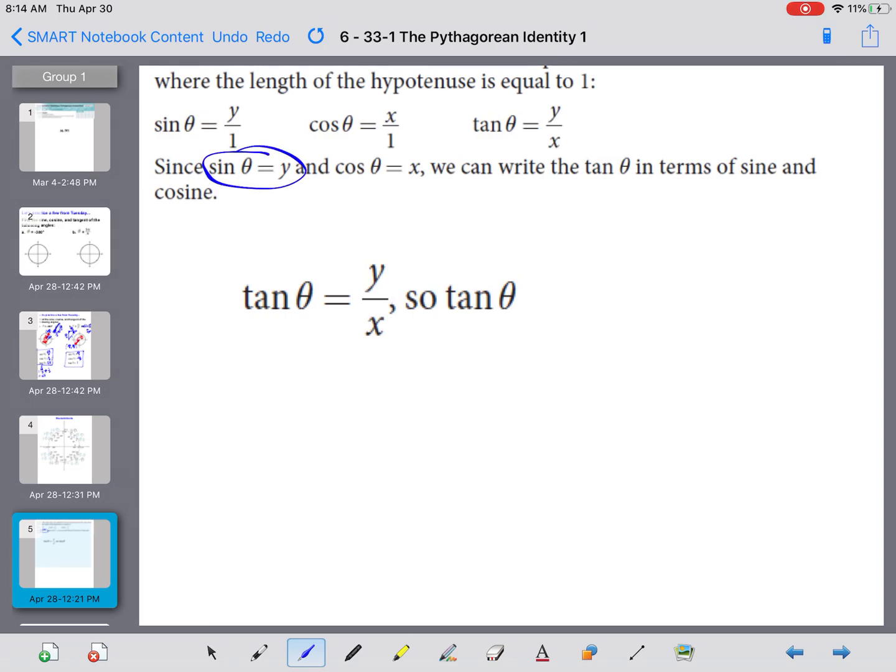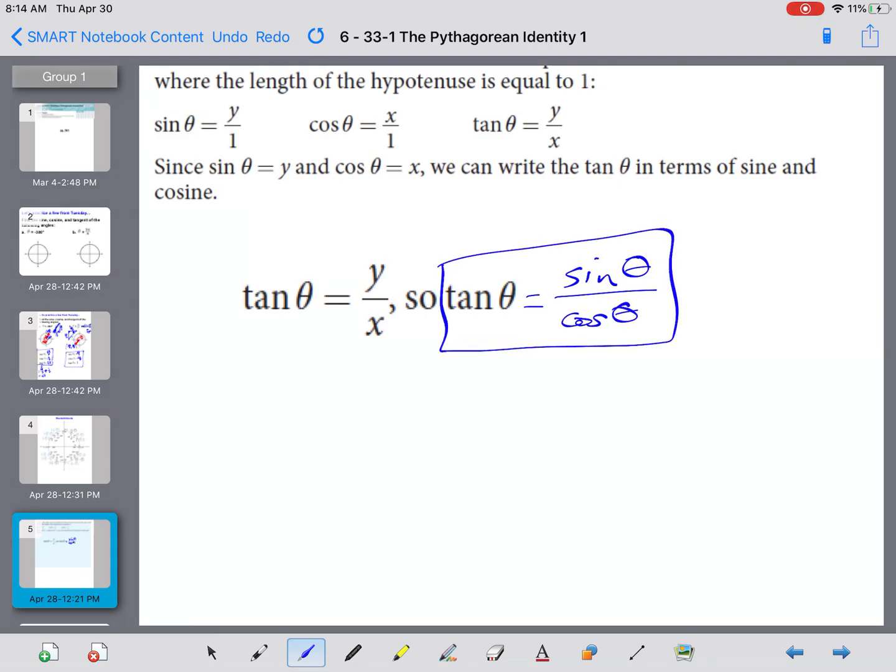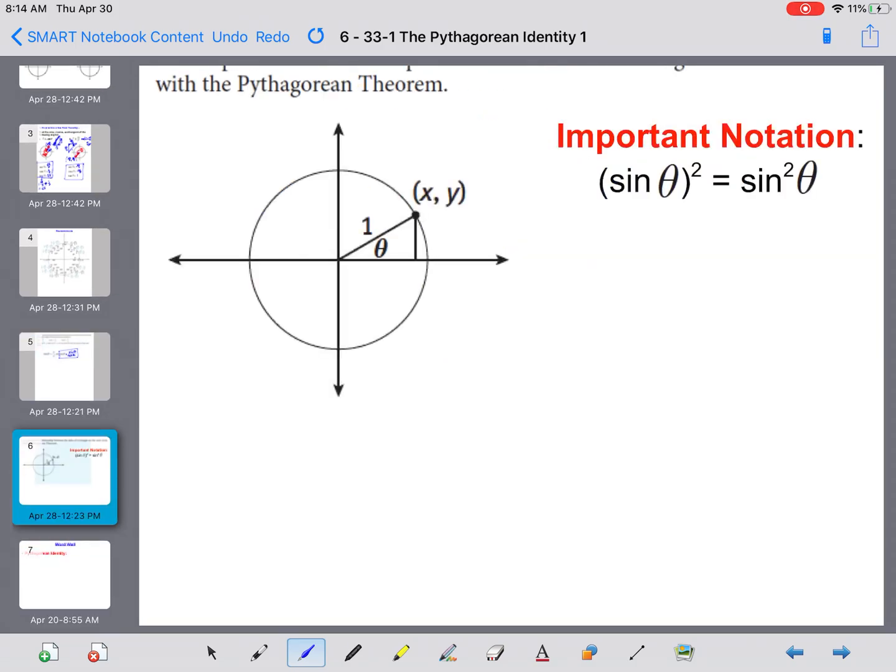Now, look, if you do a little substitution, right? Y is sine of theta, x is cosine of theta, and those correspond with each other. So I've got another option here for tangent. Instead of saying tangent's y over x, substitute sine of theta for y, I could say tangent is also equal to the sine of theta over the cosine of theta. So it gives me another option when I'm dealing with tangent.